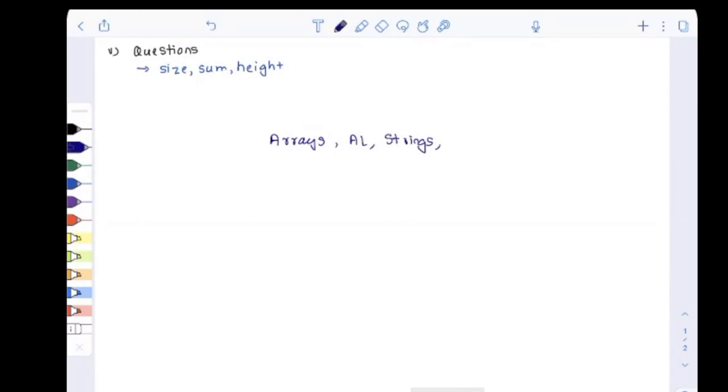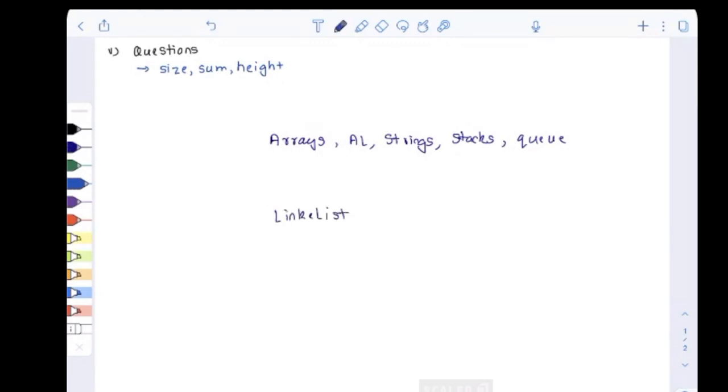Now I can say stack and queue as well. And of course, linked list. Linked list also we have studied. Hash map, hash set also you can include, but right now I'm just writing some of them. Linked list I'm writing here.